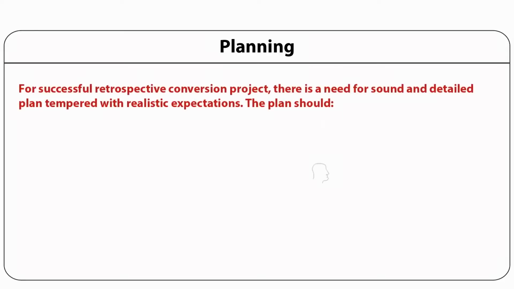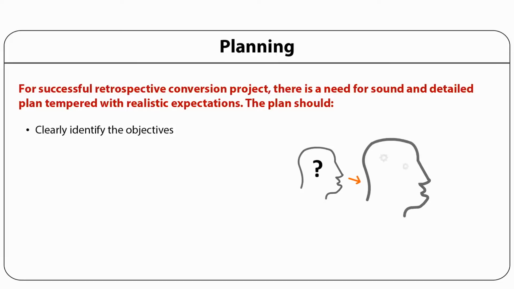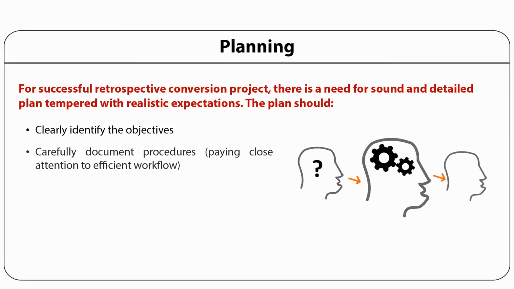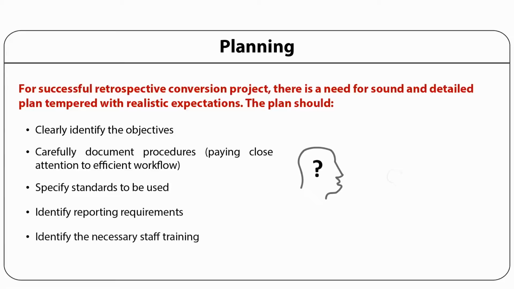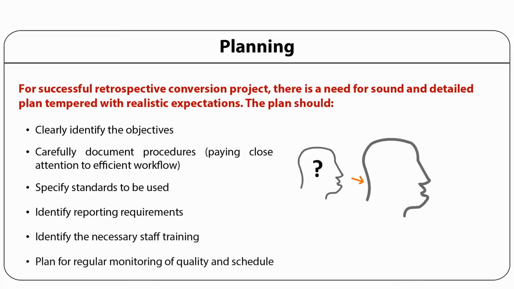Planning. For a successful retrospective conversion project, there is a need for a sound and detailed plan tempered with realistic expectations. The plan should include: number 1, clearly identified objectives. Number 2, carefully documented procedures, paying close attention to the efficient workflow. Number 3, specify standards to be used. Number 4, identify reporting document requirements. Number 5, identify the necessary staff training. Number 6, plan for regular monitoring of quality and schedule.